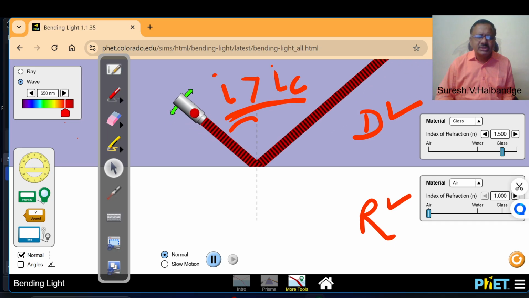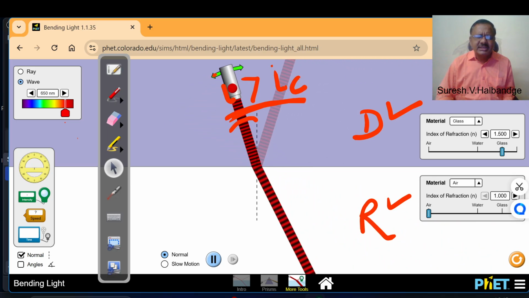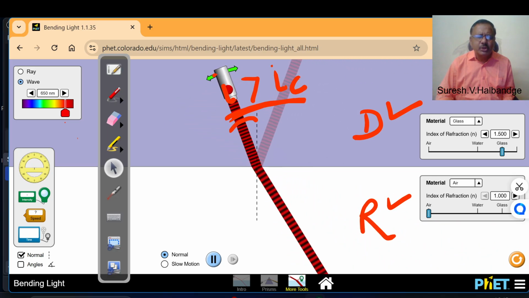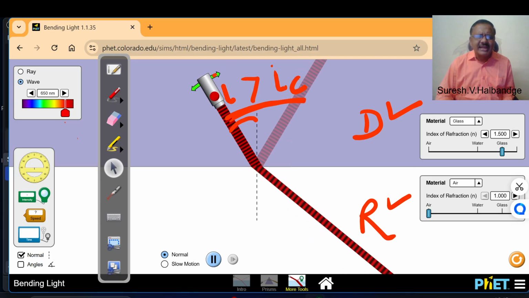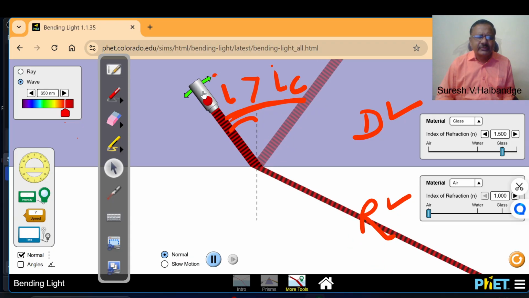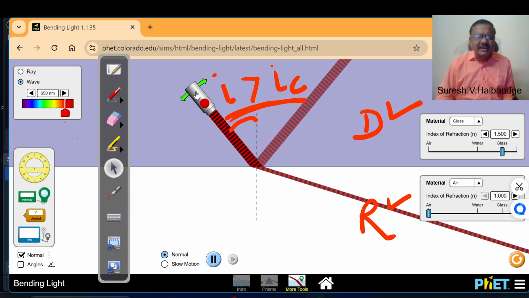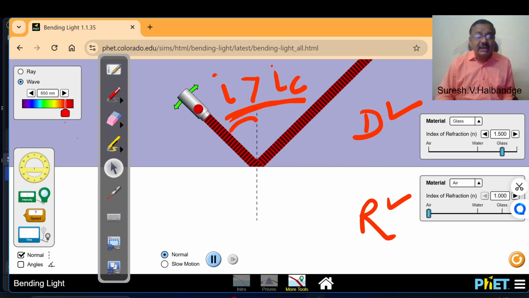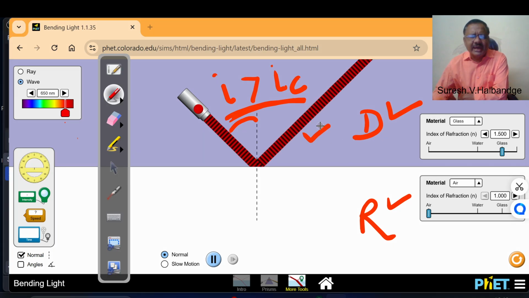Okay, so I will start from the beginning. I'll slowly increase the angle of incidence and see what happens to the angle of refraction. What happens to the refracted ray? At a certain angle, we find that the refracted ray vanishes, meaning that refraction does not take place and the ray is totally reflected in the same medium, and this phenomenon is total internal reflection.